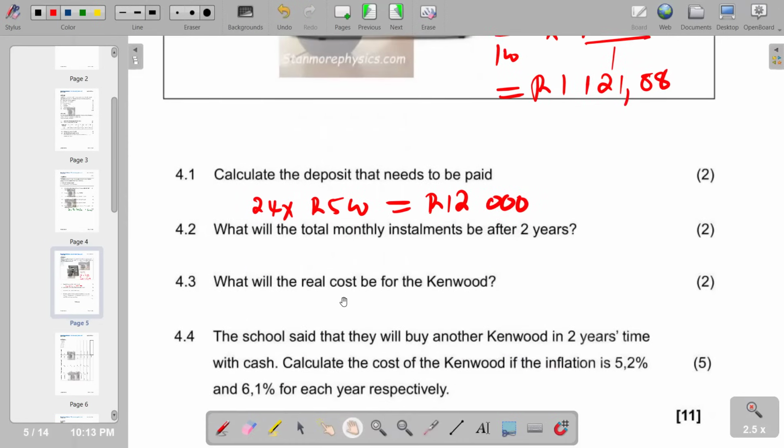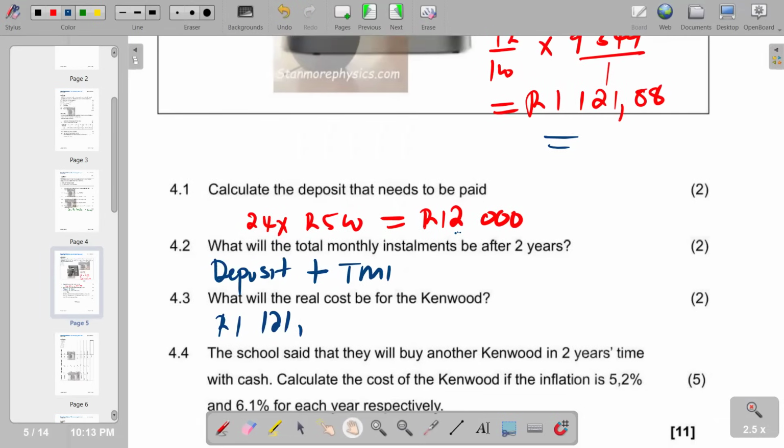Then 4.3: what will the real cost be for the Kenwood? So we're going to say deposit plus total monthly installments, of which we have it is 12,000. So basically the deposit we calculated is 1,121. So it's going to be 1,121 rands 88 cents.